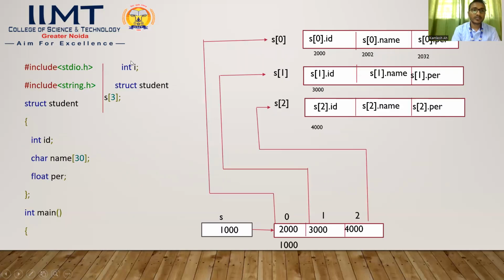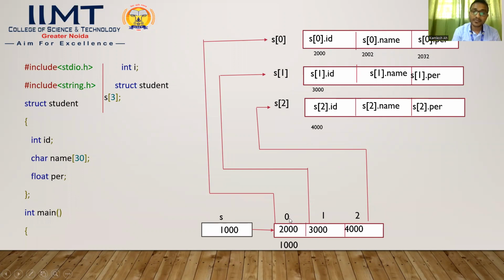Okay, this is the integer I and struct student S3. If we store the 3 student records, then we create the S3. This is the array of objects. Okay, array of variable, array of structure. How to store the value in S? Then we create S as a variable of structure. Then it holds the first element address.